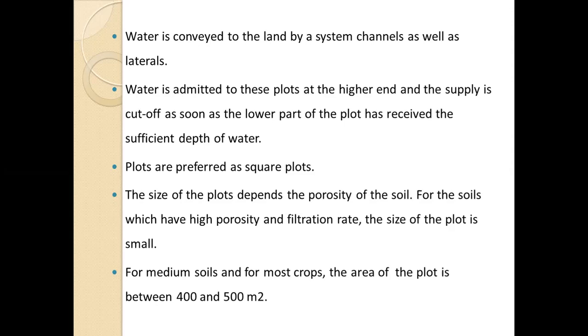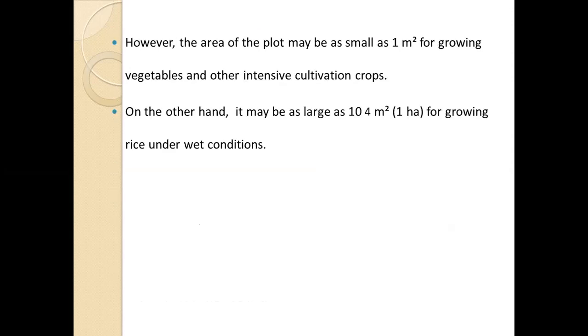Plots are preferred as square plots. The size of plots depends mainly on the porosity of the soil. For soils which have high porosity and infiltration rate, the size of the plot is small. For medium soils and for most crops, the area of the plot is between 400 and 500 square meters. However, the area of the plot may be as small as 1 square meter for growing vegetables and other intensive cultivation crops. On the other hand, it may be as large as 10,000 square meters, which is also 1 hectare, for growing rice under wet conditions.